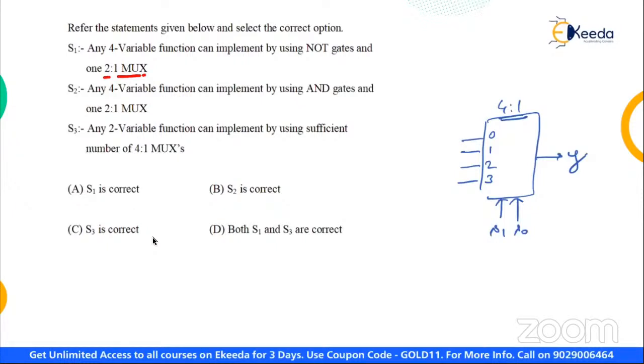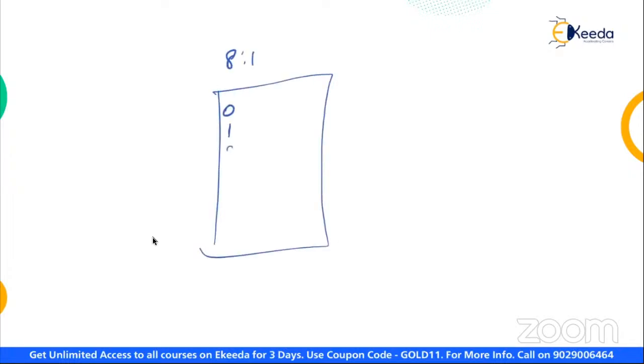If two variables are there, we can easily implement functions as f of a comma b. So I can say that two variable functions can be implemented very easily by 4:1 multiplexer. Let us say I'm trying to expand it to, let's say, 8:1 multiplexer. So in 8:1 multiplexer, what will happen? 0, 1, 2, up to 7, such 8 inputs are there. And then I will have S2, S1, S0. So S2, S1, S0 can be given as A, B, C.